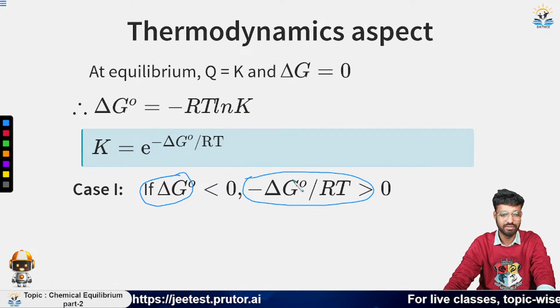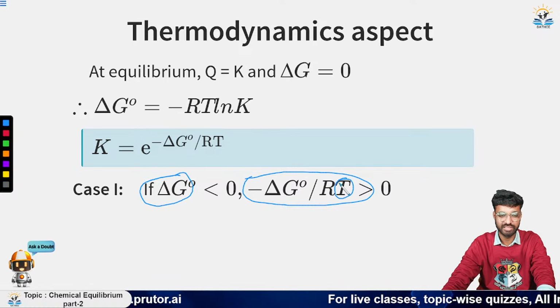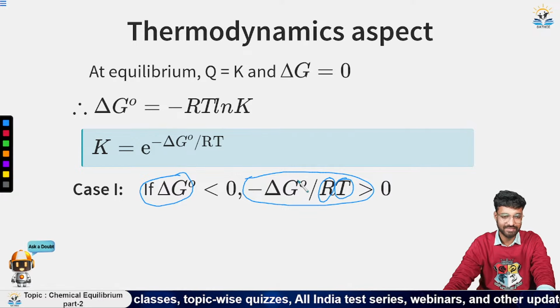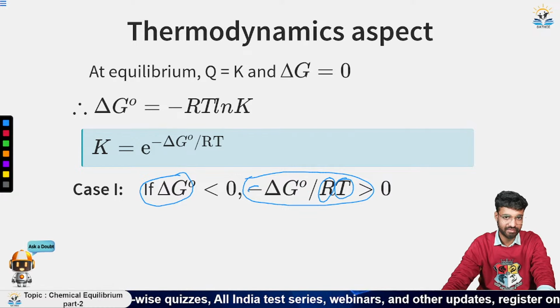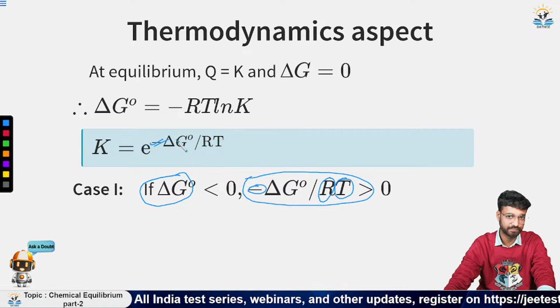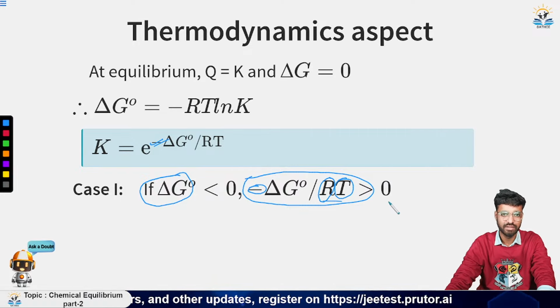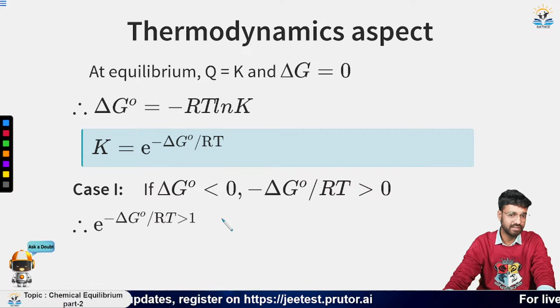Why will it be positive? Because temperature, absolute temperature, will always be positive. R has a fixed value, that is 8.314. Now the remaining thing, delta G, is negative, and outside we have a negative sign, you can see in the formula also. So minus minus will become positive, and this whole thing will be greater than 0.